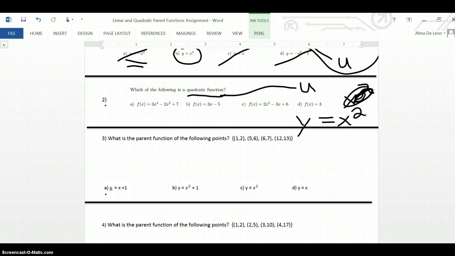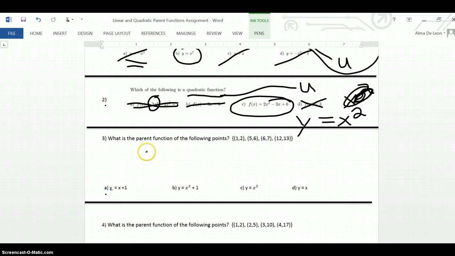It's not A because we have 3x to the 4th power. It's not B, we don't have an x squared there. It could be C, and it's definitely not D because we don't have any x squared in there. So our answer has to be C. We have 2x squared minus 3x plus 6.